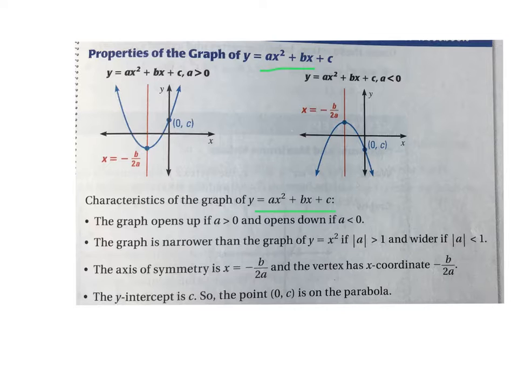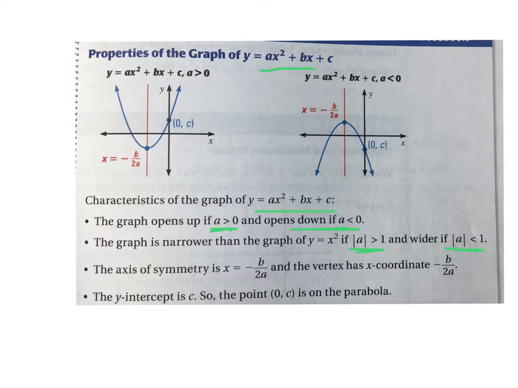One of them is if the first term is positive, it's going to open up. If the first term is negative, it's going to open down. So that's all about the x squared term. If a is bigger than 1, it gets skinnier or narrower. If it's less than 1, it's going to get wider. That's that vertical stretch and vertical compress we talked about a while back.